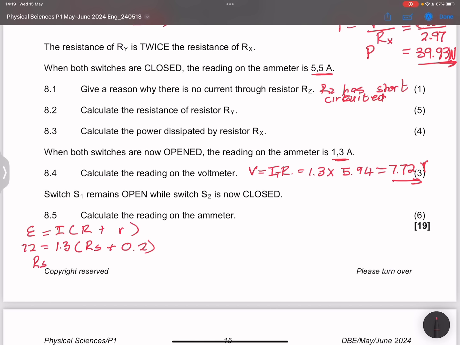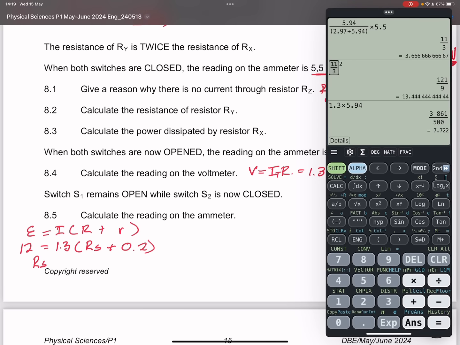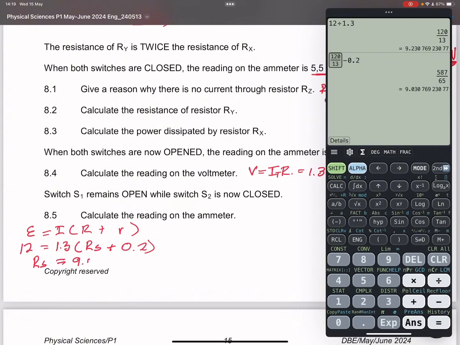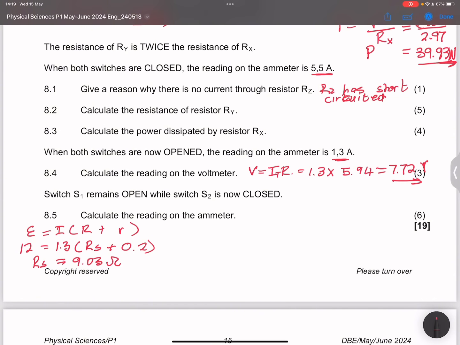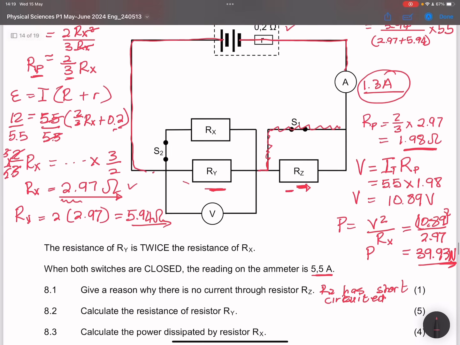So that's 12 divided by 1.3. I'm going to do that all in the calculator, ladies and gents. I expect you to be able to do the same. Now I've got R series plus 0.2, so I'm going to subtract the 0.2, and that means I've got 9.03. So R series is 9.03 ohms.